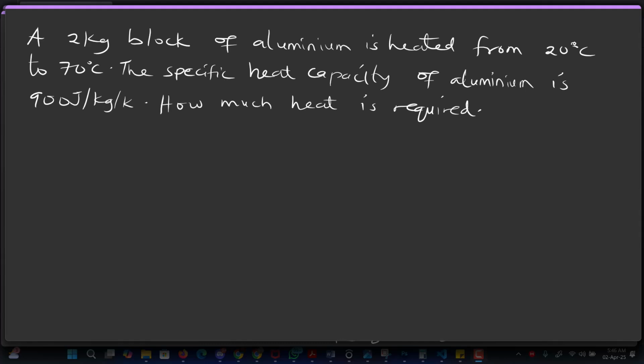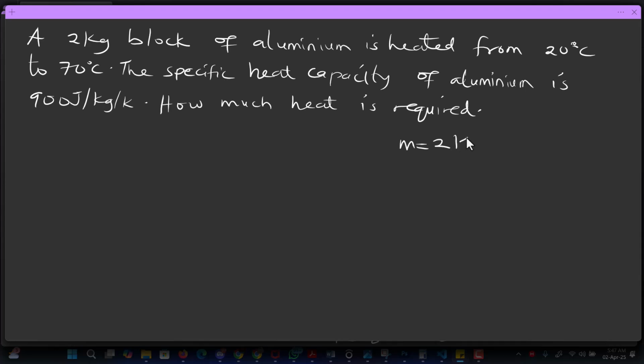Let's go back to that question again. A 2 kilogram block, so our mass is 2 kilogram, and of aluminium is heated from 20 degrees Celsius, which is our first theta. Theta 1 equals 20 degrees Celsius, and to 70 degrees Celsius, our theta 2 equals 70 degrees Celsius. The specific heat capacity of aluminium, which is our small c, equals 900 joule per kilogram per Kelvin. Now the question says how much heat is required. That is the quantity of heat.